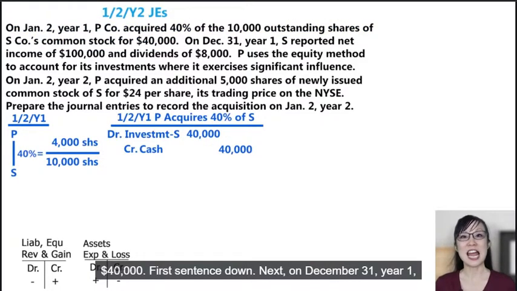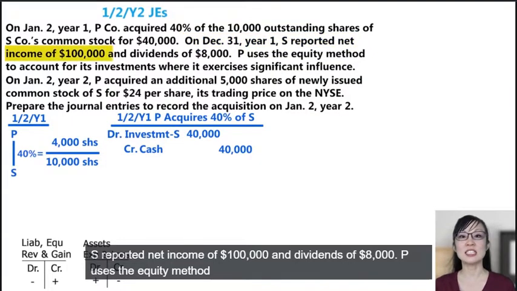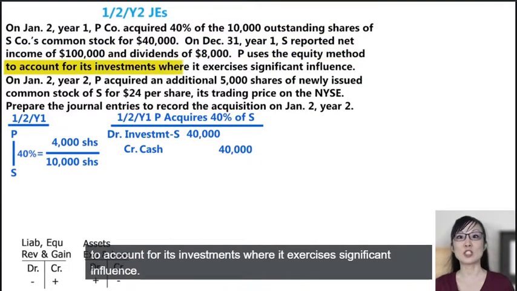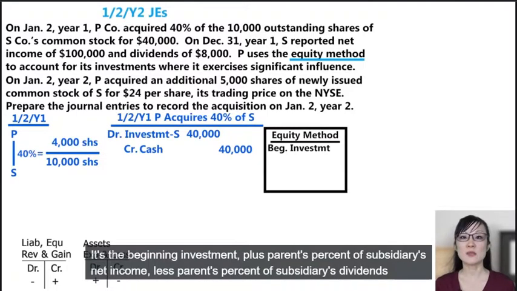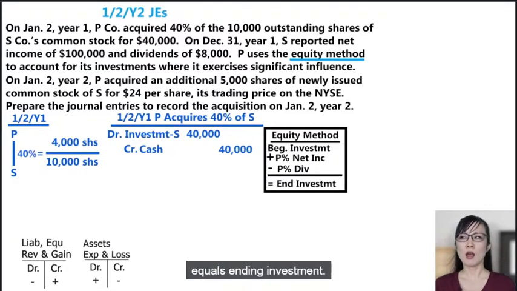First sentence down, next. On December 31st, year 1, S reported net income of $100,000 and dividends of $8,000. P uses the equity method to account for its investments where it exercises significant influence. Let's do a quick review of the equity method. It's the beginning investment plus parents' percent of subs net income less parents' percent of subs dividends equals ending investment.